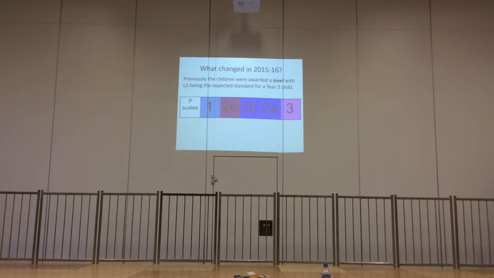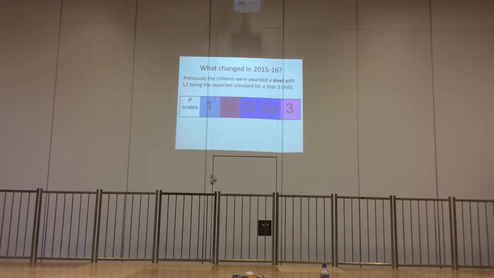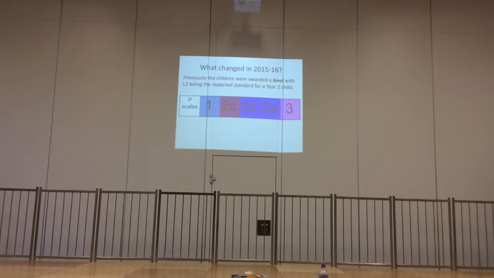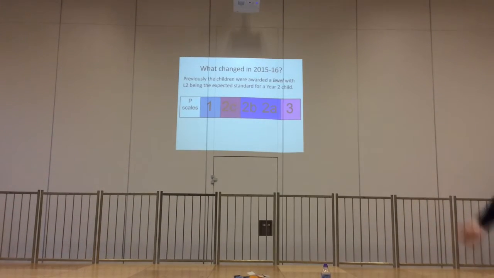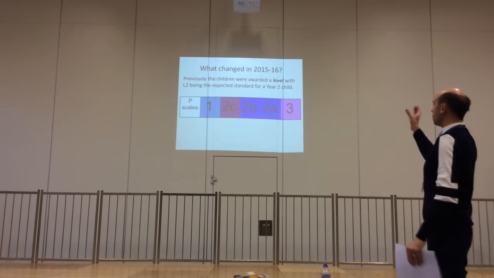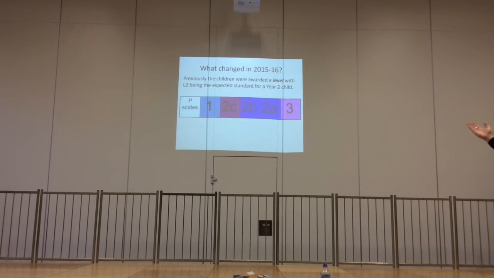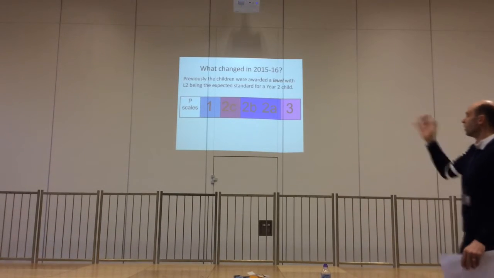Okay. So I'm going to go right back in history now to those changes in 2015 to 16. Previously the children were awarded a level at the end of Year 2, which is the end of Key Stage 1, and the expected standard was a level 2. Level 2 is split into three parts: 2C, 2B, 2A, with 2A being the higher part of the level 2 and 2C the lower part. The children were expected to fall within a level 2. Those children who were exceeding that were given a level 3, which wasn't broken down, and those who were working towards that expected standard were a level 1.